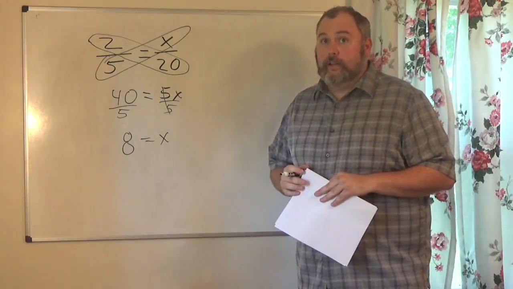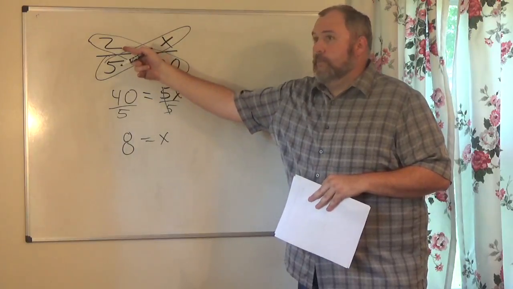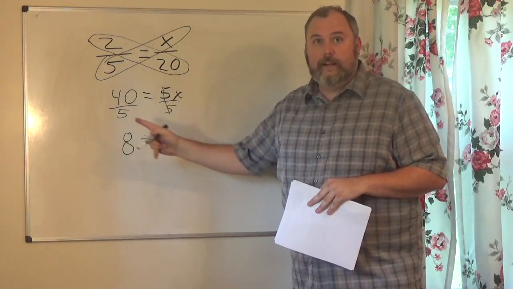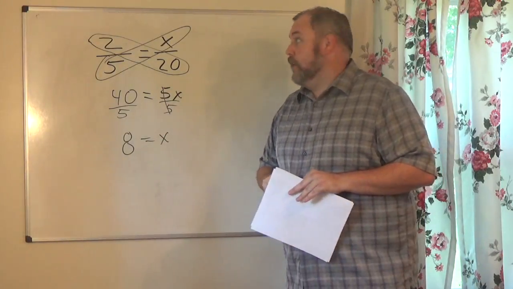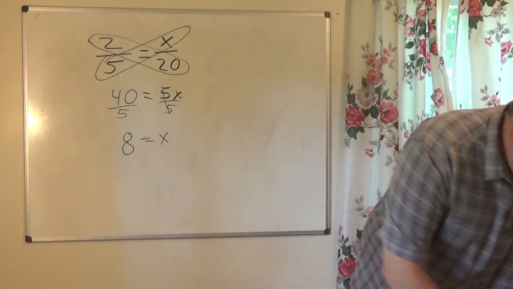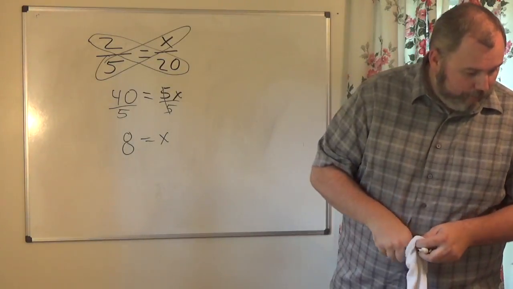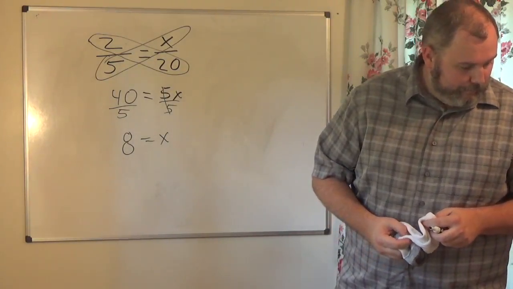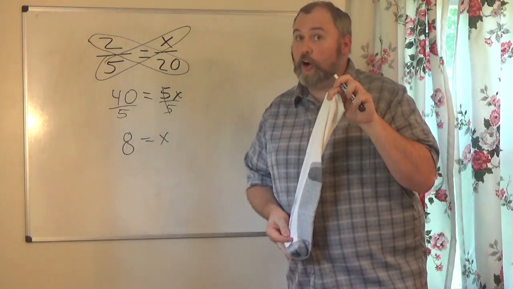That's all we're doing with solving this type of proportion: cross multiply and divide. Multiply, multiply, get this new setup, then divide to get your unknown. So that was the first problem. I'm not going to do number 2, and I'm also not going to do number 4 with you, but I will do number 3. And yes, this is a dirty sock.